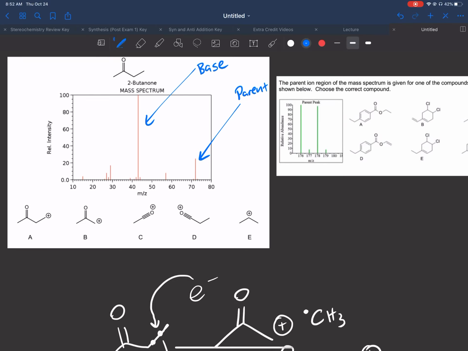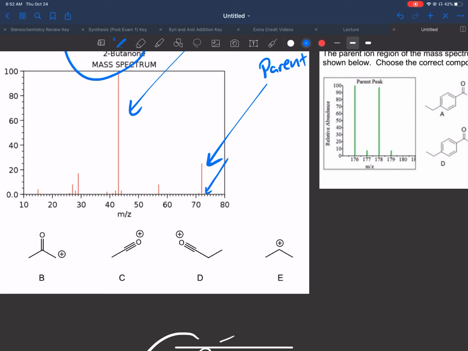Now, I said that that's the rightmost peak, but if you look right there, we see a very tiny peak over there. That's if we have a carbon isotope, right? But we don't want to worry about that peak. What we're worrying about is the peak all the way to the right. That's the highest, like right there. Okay.